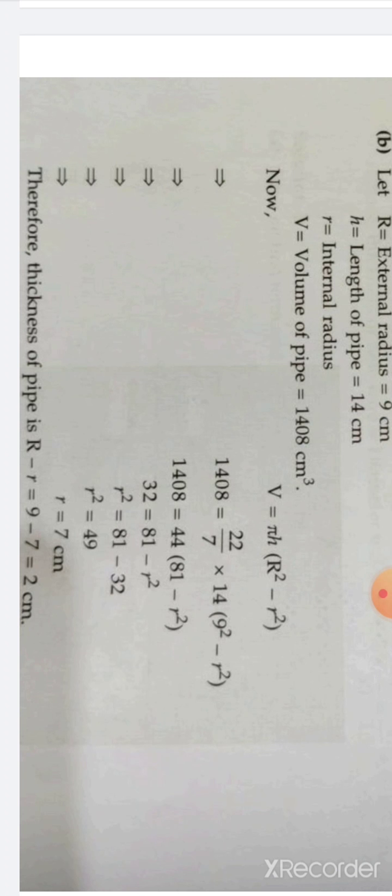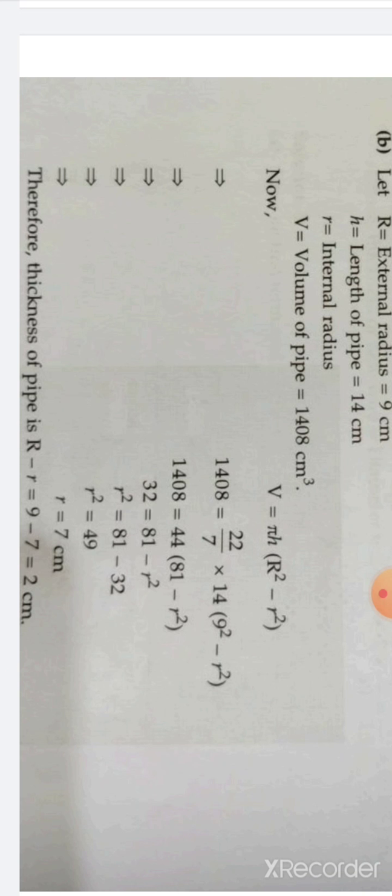1408 is equal to pi value 22 by 7 multiplied by height 14, into big R, that is the external radius, 9 square minus small r square. So now 7 twos are 14, cancellation on the right hand side, 22 twos are 44.